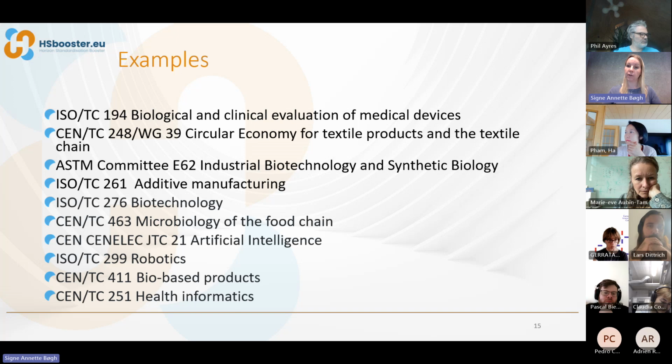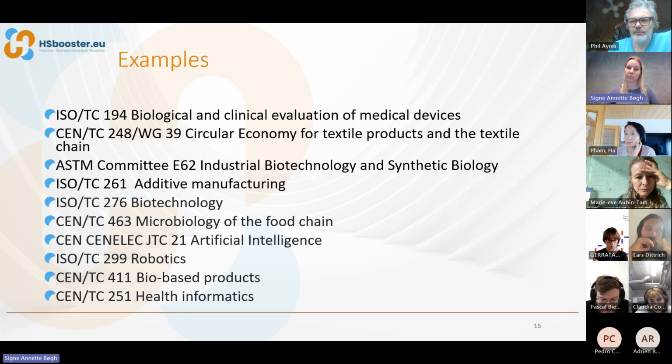We also can look beyond Europe, because sometimes when working with research and innovation, we cannot be sure that something is actually happening right now in Europe, and then it can be a good idea to look abroad. ASTM, that's an American standardization organization. They have a committee that's working with industrial biotechnology and synthetic biology. So again, don't limit yourself to only Europe. Look beyond, because there can be something interesting going on beyond our own borders.